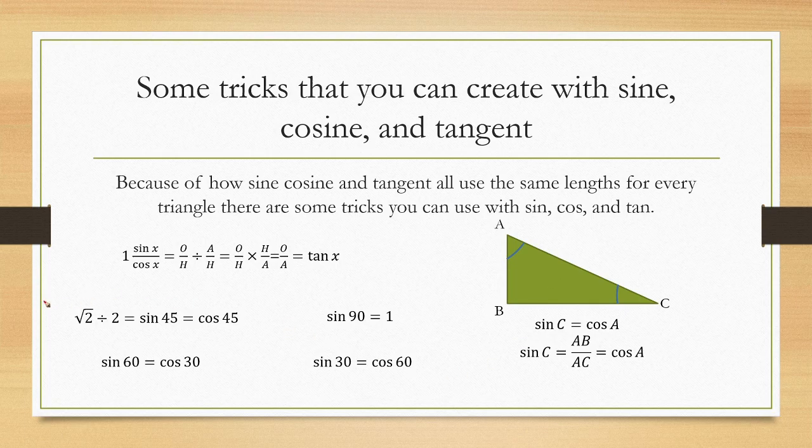And over here we have a few equations. So the first equation is that sine of 45 is equal to cos of 45, and both of them are equal to the square root of 2 divided by 2. And these are some things we just want to remember. And then the sine of 60 is equal to the cos of 30. And the sine of 90 is equal to 1. And sine of 30 is equal to cos of 60.